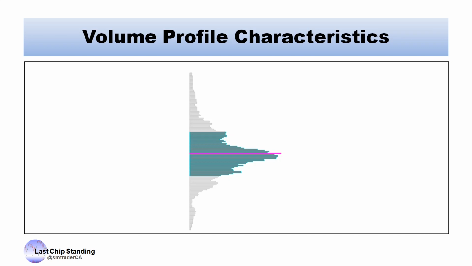Now let's take a look at the characteristics of the volume profile. This shaded area is the value area. The value area consists of 70% of the total traded volume for this entire profile. And the price within the value area is considered to be accepted and fair to the buyers and the sellers.